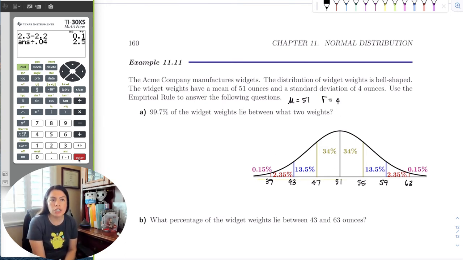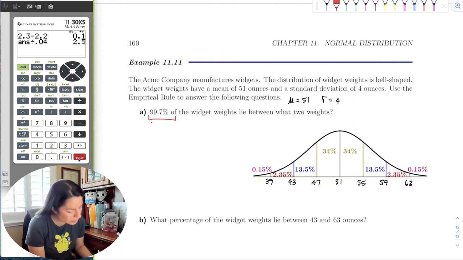split up the percentages, and then start with the mean and start adding 3 times the standard deviation, subtract 3 times the standard deviation, and now we can answer the questions pretty quickly, actually. So 99.7% of widget weights, from the empirical rule, we know this is 3 standard deviations away. Great, let's go look at that.